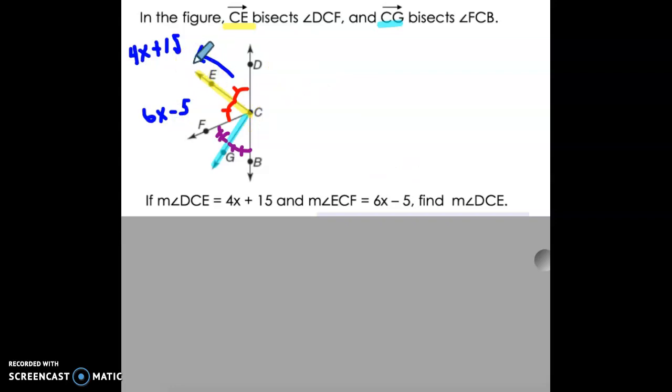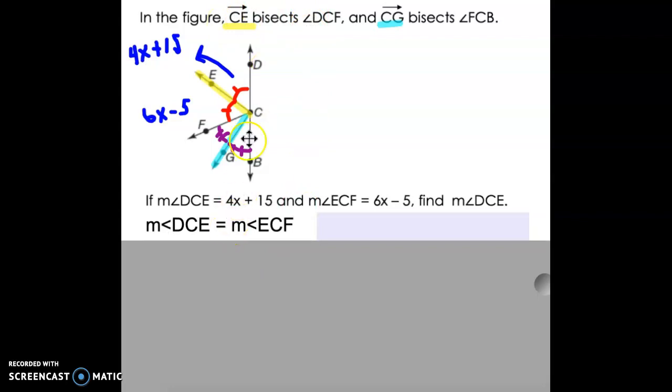All right, before we can find the measure of angle DCE, now that we've marked up our picture, we need to figure out how we can solve for x. So from our picture, from our congruence markers, and from the fact that ray CE is a bisector of angle DCF, we can say that the measure of angle DCE, which I'm going to highlight yellow here, is going to be equal to the measure of angle ECF, which we know because we have one congruence marker on each of those angles.